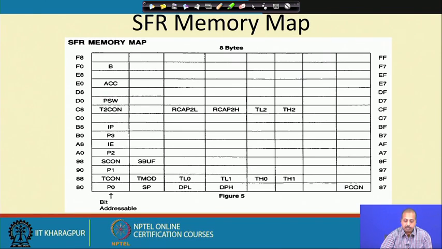So this special function memory, we can just review it once more. This 80 is for P0, then this 90 is for P1, then this B0 is for P3, and then A0 is for P2 like that. Then this SP is at 81, DPL is at 82. So, the same diagram that we had previously is shown in another fashion here.